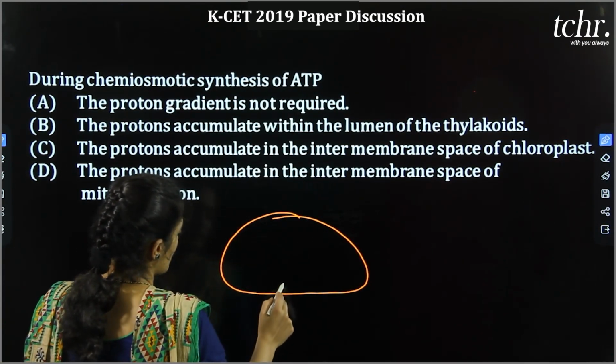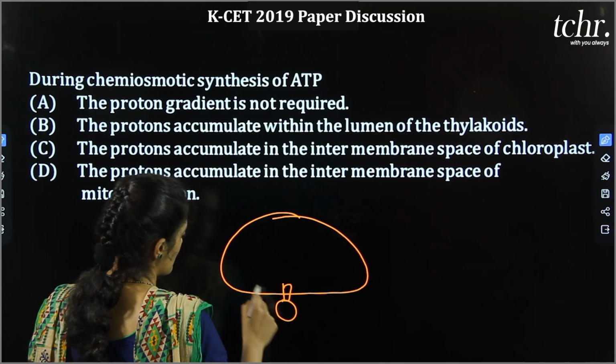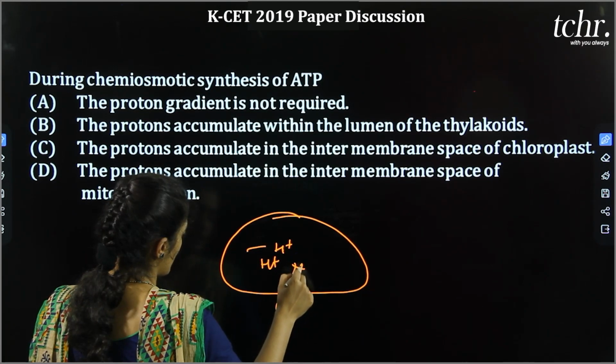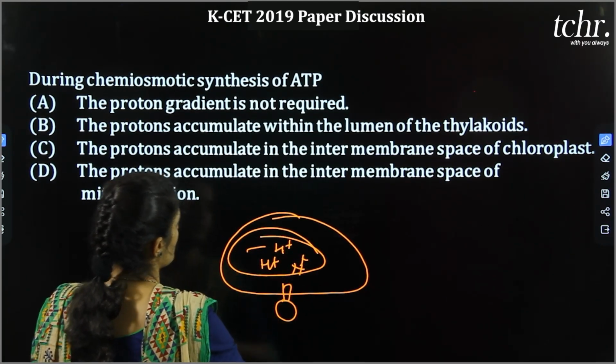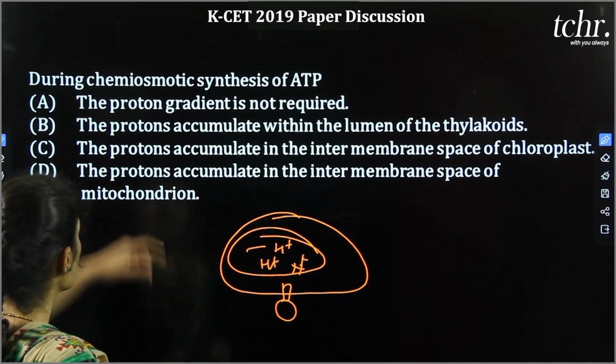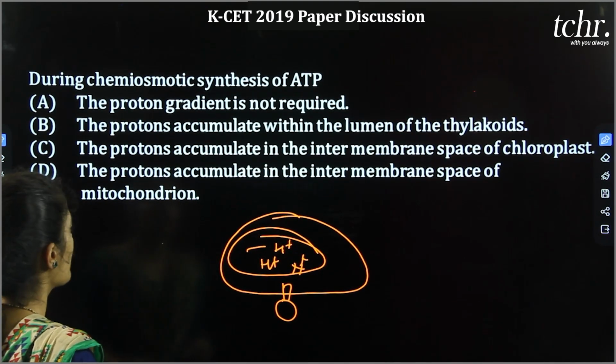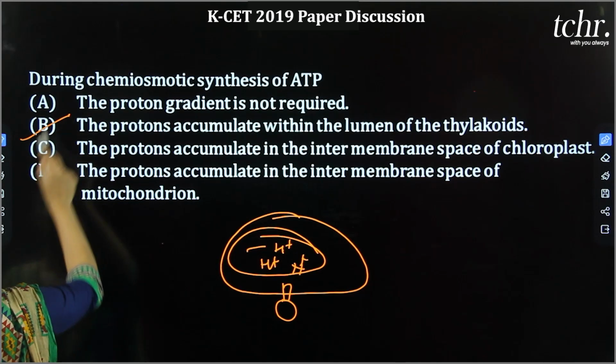Thylakoid, here it is actually the synthesis. So where is the H plus concentration higher? Inside the thylakoid. So this is the lumen region. So the option is, the protons accumulate in the lumen region of the thylakoid. So B is the correct option.